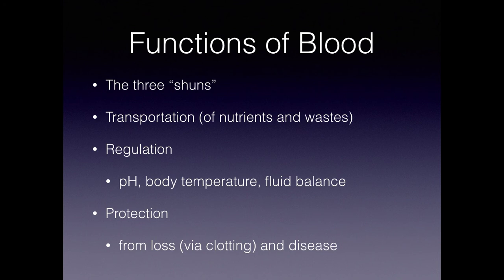When we consider the regulatory aspect of the function of blood, you can see I've listed for you a variety of parameters that blood is involved in regulating, such as pH, body temperature, and also fluid balance. The pH of the body is maintained in part by the activities of the blood via various buffer systems that are found within the blood that help prevent rapid changes in the pH of the body.